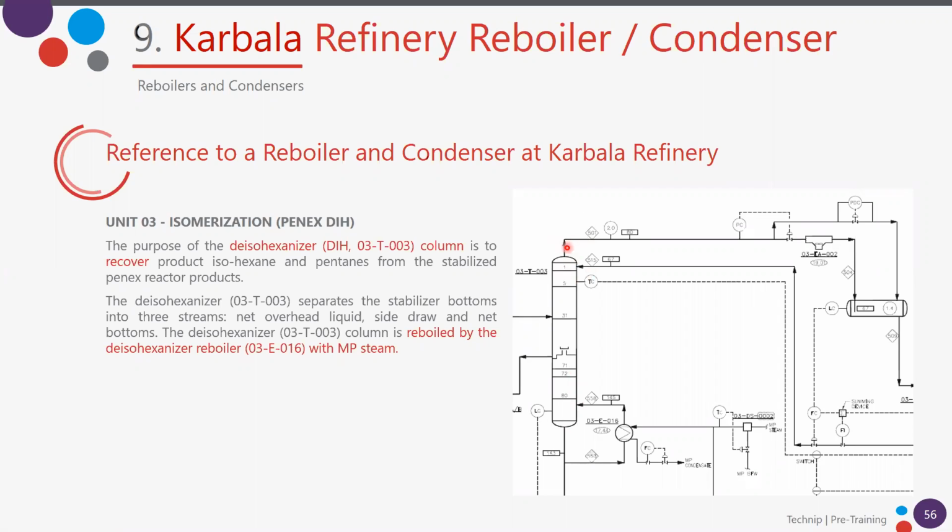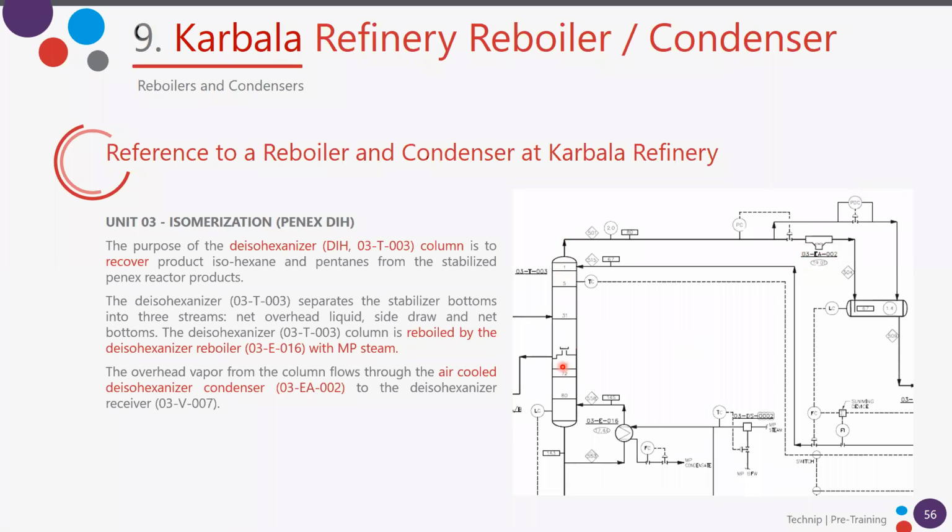Sorry, the bottom. Yes, this one. I said the bottom, but it's in the top. So the net overhead liquid, where we can find it here at the top of the column, going out in vapor phase, and is condensed in this air cooler.